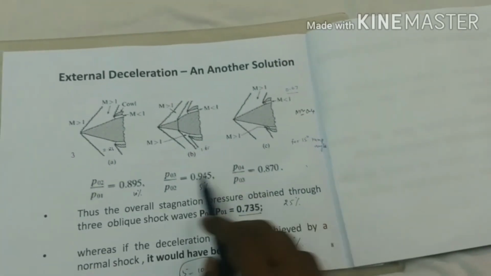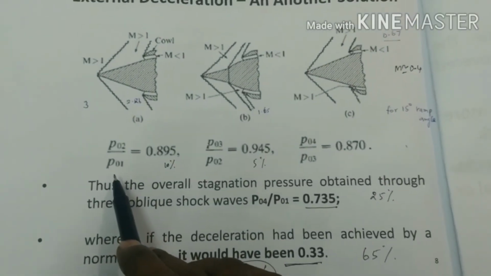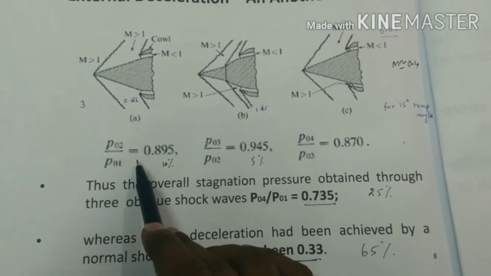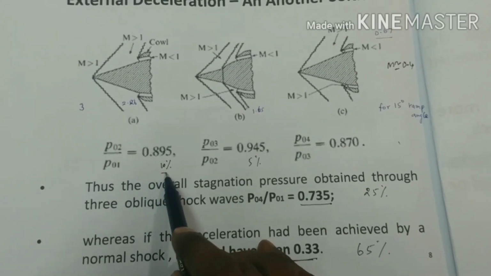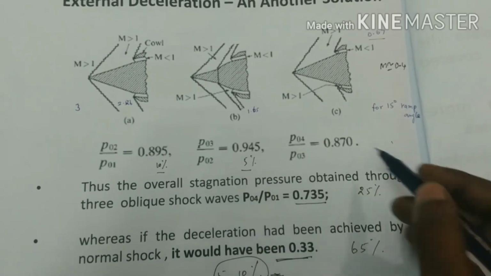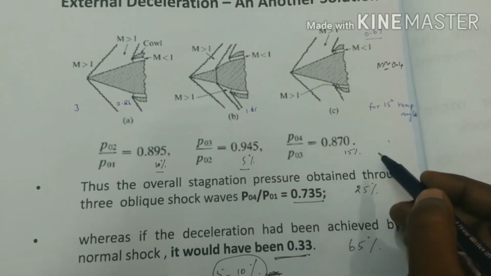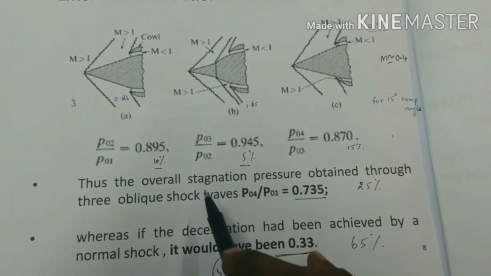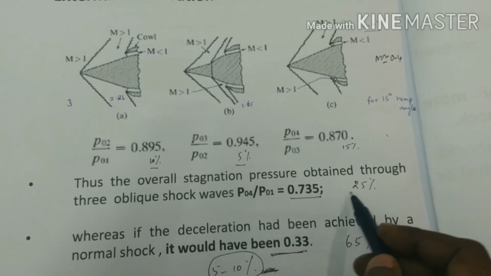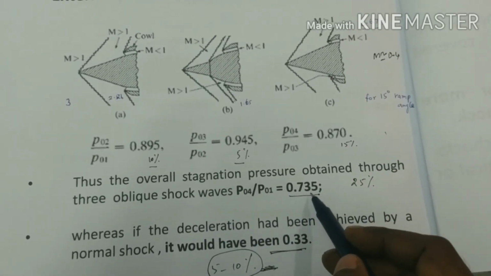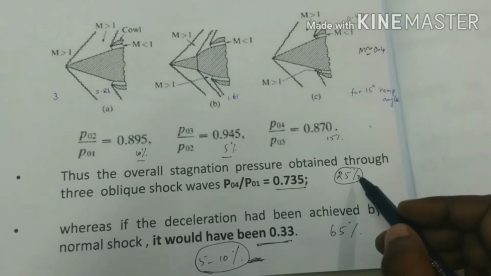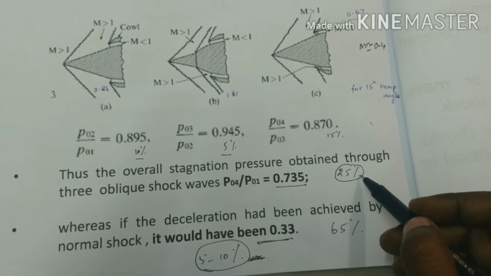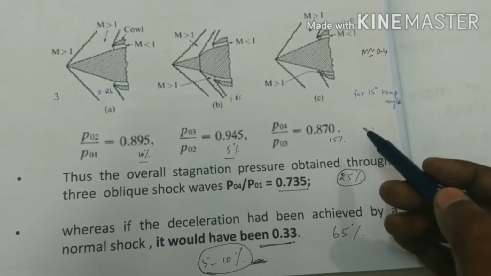If you look at the deceleration occurring here, through each oblique shock we get a stagnation pressure loss. In the first case it is 10%, in the second case about 5%, and in the third case about 15%. If you put them all together, the overall pressure ratio comes to around 0.735, so roughly 25% stagnation pressure loss is occurring. So it is reasonably good.